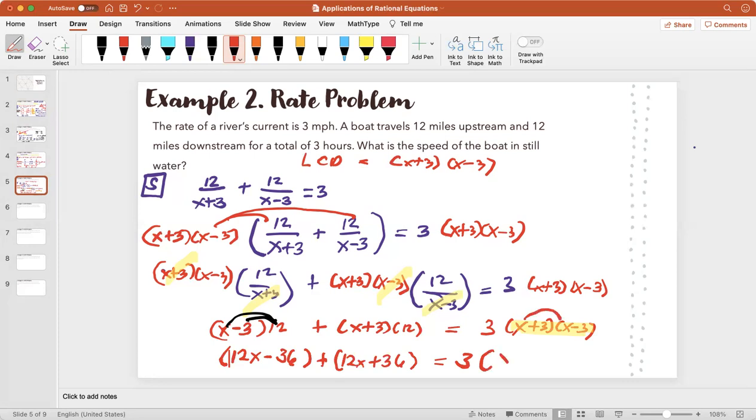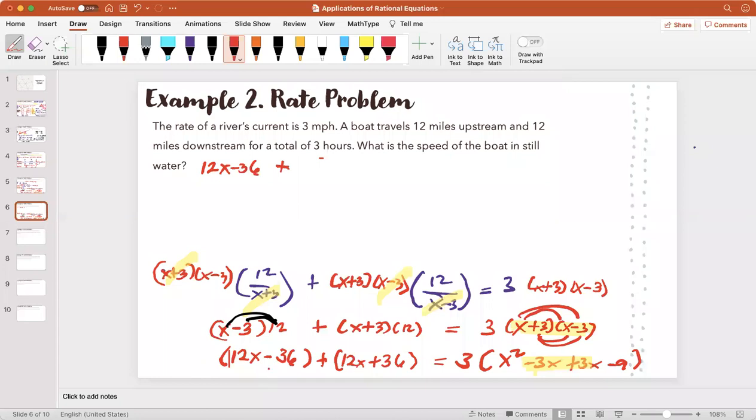You have x times x, you have x squared. X times negative 3, negative 3x. 3 times x, you have positive 3x. Negative 3 times positive 3, you have negative 9. And of course, this one is 0, right? Negative 3x plus 3x will be 0.